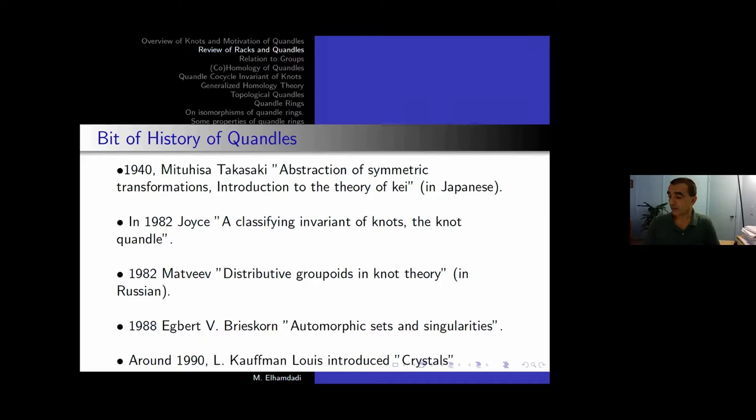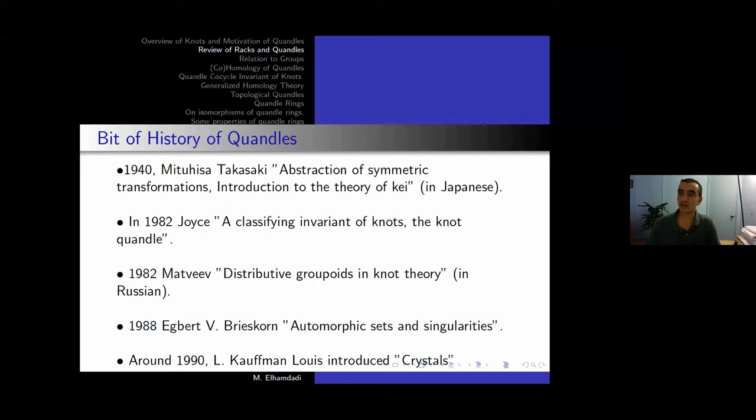Later, around 1992, Fenn, Rourke, and Sanderson discussed racks and quandles. And around 1999, some of my co-authors, Scott Carter, Masahico Saito, in collaboration with Seiichi Kamada and a few other students. I think Daniel Jelsovsky and Langford wrote a nice paper around 1999 in the Transactions of the AMS, and they discussed what's called the quandle cocycle invariant. We will talk about it today.